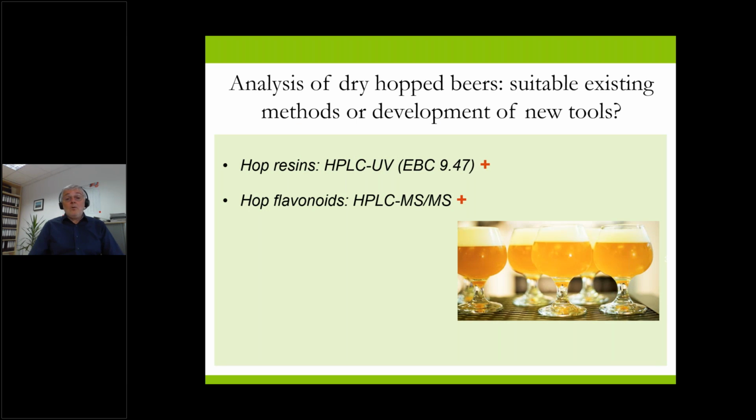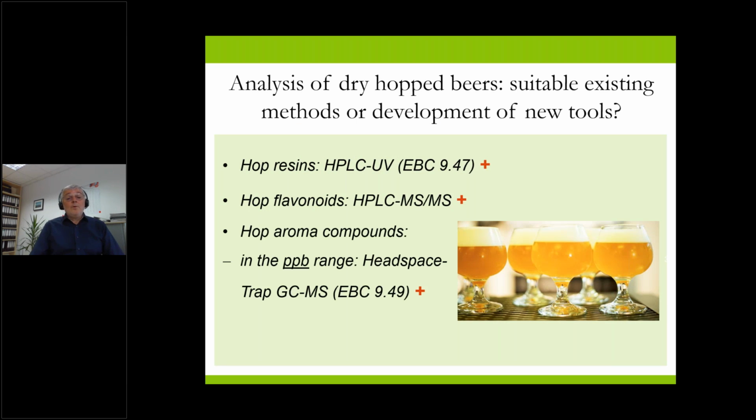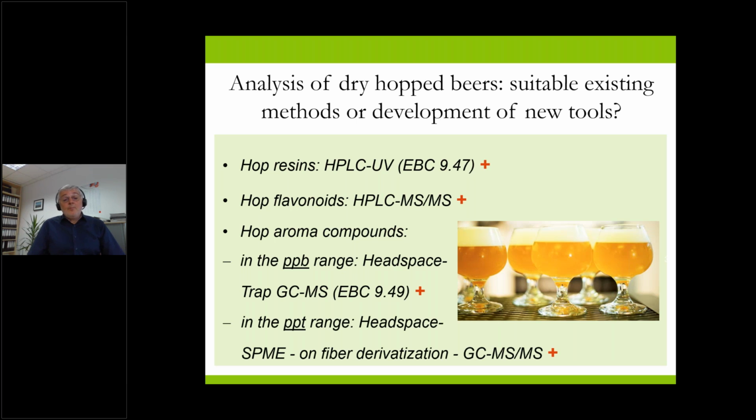So we are now a step further. We know with regard to hop aroma compounds, for the ppb range, the equipment can be quite simple. Headspace trap, for example, combined with GC-MS. There is already an existing EBC method, a guideline method. But for thiols in the ppt range, you need another sample preparation. Direct headspace is not possible, also not in combination with trap or SPME. You need some further on-fiber derivatization, and you definitely need the combination with the MS-MS.